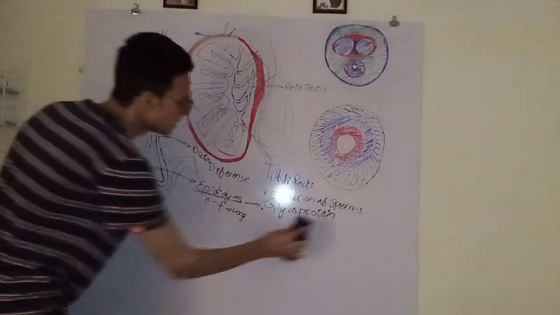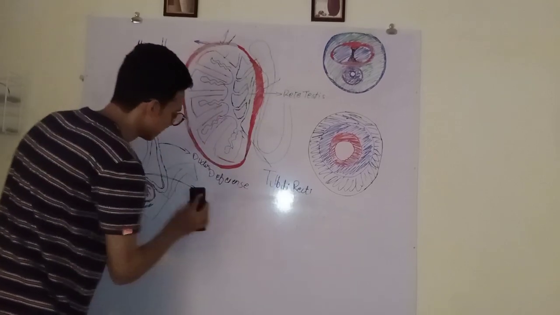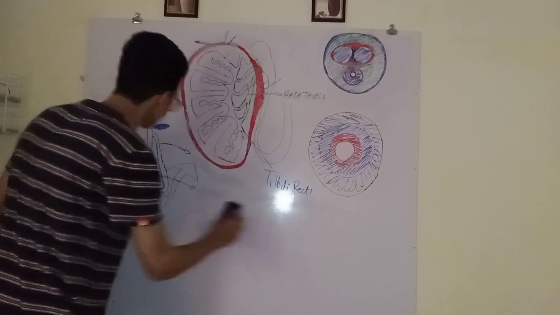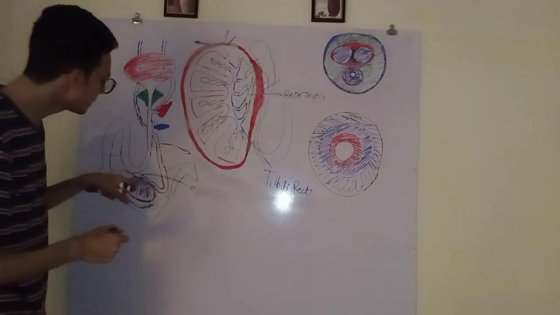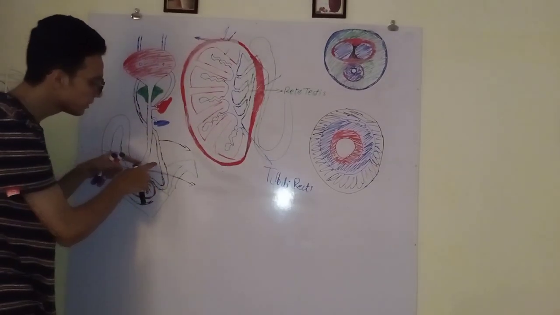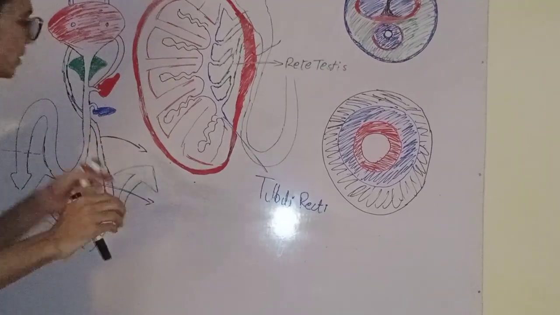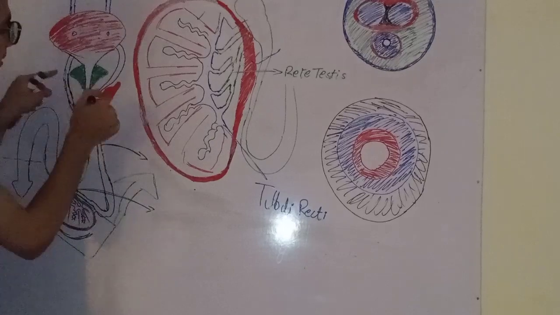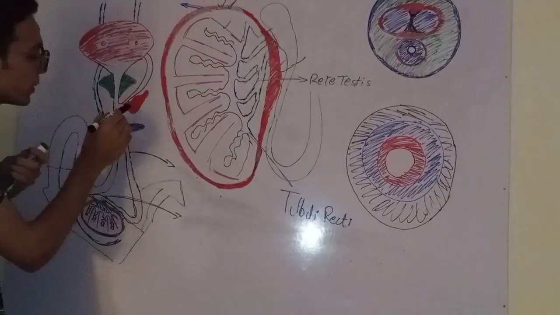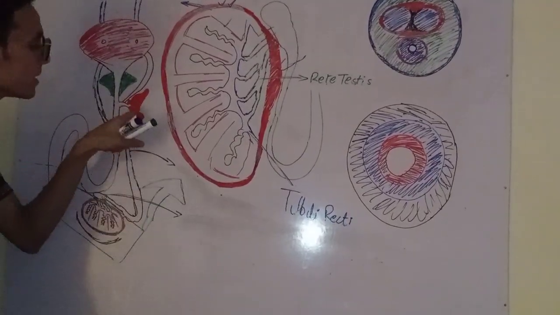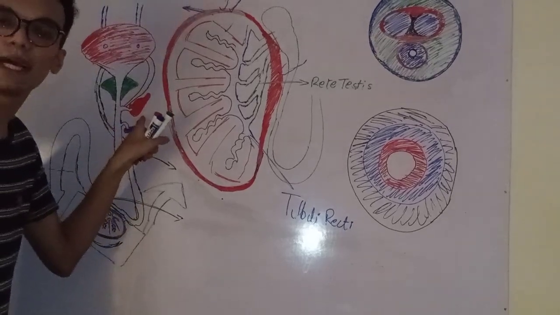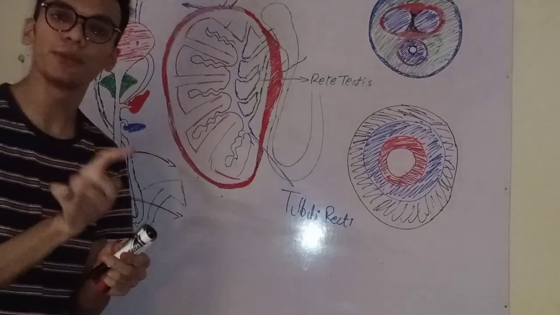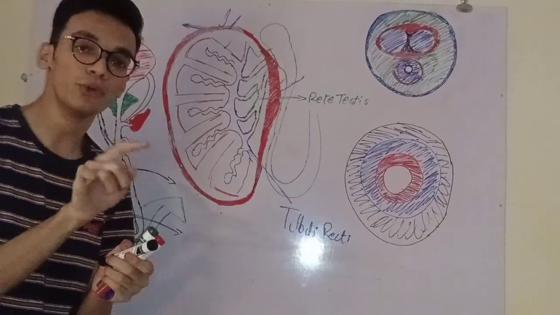Now we will discuss the ductus deferens. The ductus deferens is actually a continuation of the epididymis. The epididymis continues into the ductus deferens, and the ductus deferens then unites with a short duct from the seminal vesicle. This is the seminal vesicle, which is also called the seminal gland, and seminal glands contribute 65 to 70% of the seminal fluid.